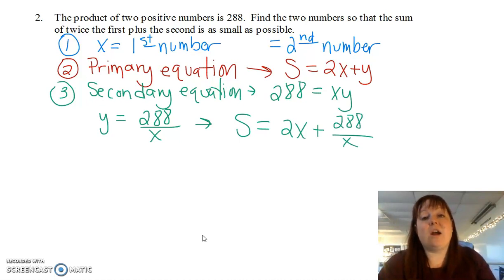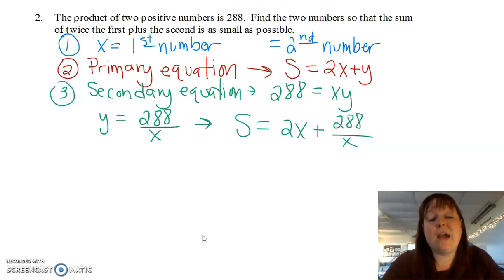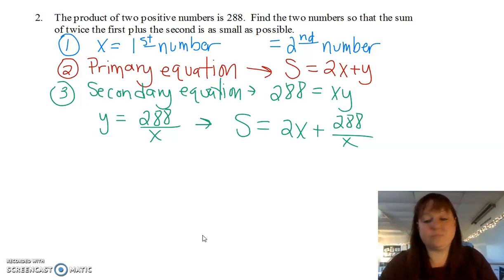Now we have our actual equation we can optimize, okay? We can't optimize things until we have one variable on each side and only one variable on each side. And then we need to figure out our primary equation is what we're optimizing, right? We're optimizing a sum. We're trying to minimize the sum.